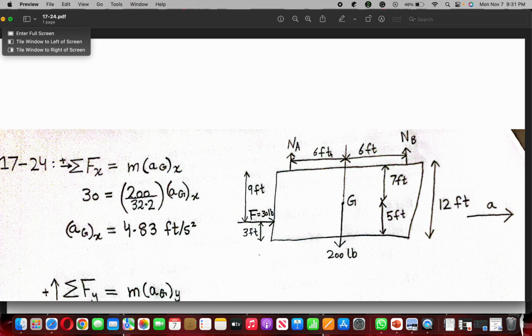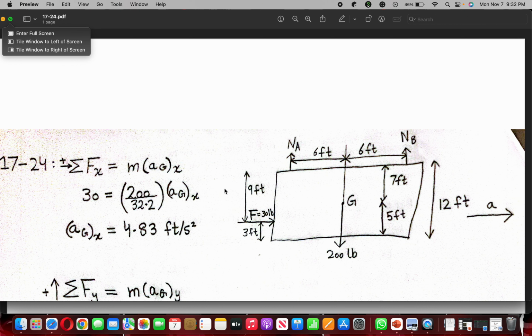In that we see that there is a reaction at A and B, and their distance is 6 feet each from the center of gravity, and this is the weight acting, which is 200, and this is the horizontal force, which is 3 feet from the ground, and you can see that it is total 12 feet, so this is 9 feet, and the center of gravity is 5 feet from the bottom, and the acceleration is in the direction of the force applied.